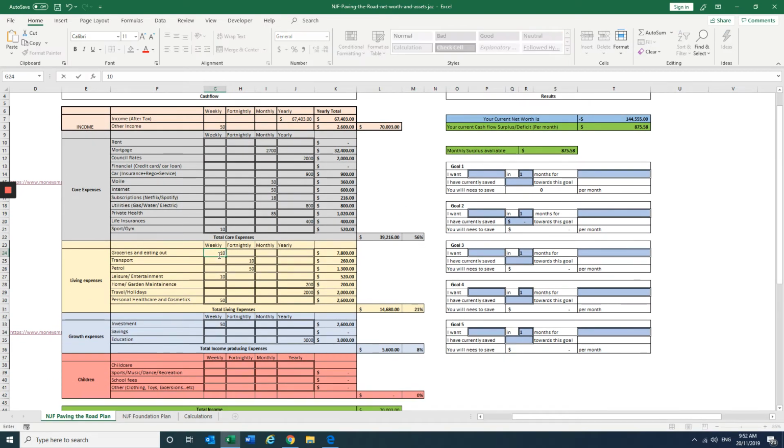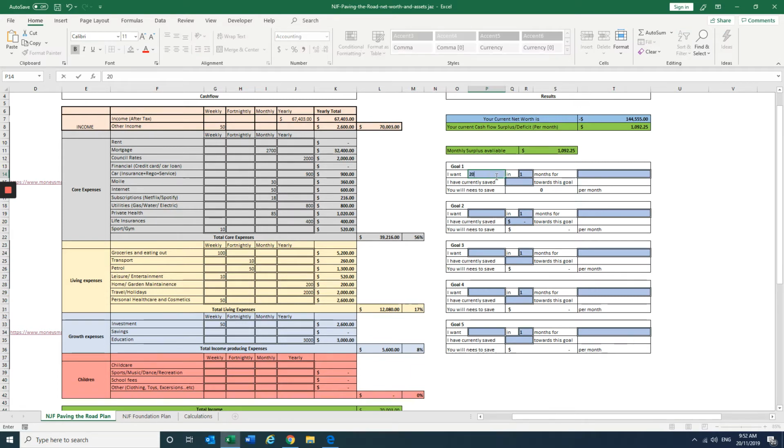I reckon I could spend 100, and then it buffs it up a little bit more. But you get the point. Now, we have our goals section. So, in this section, we want to input how much you want.